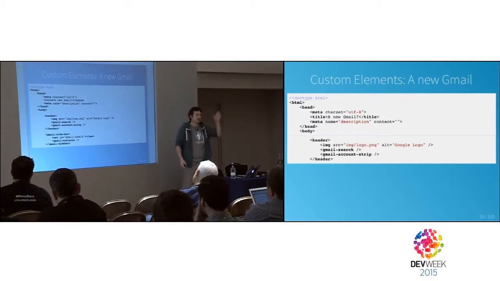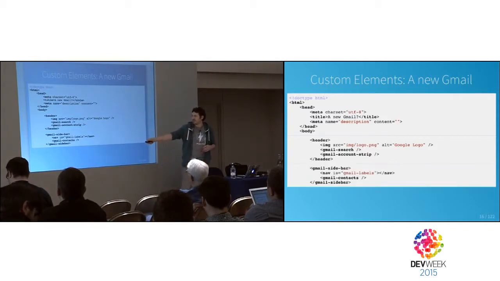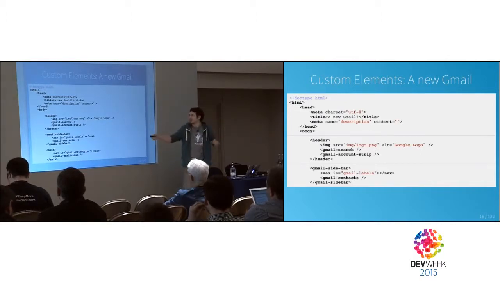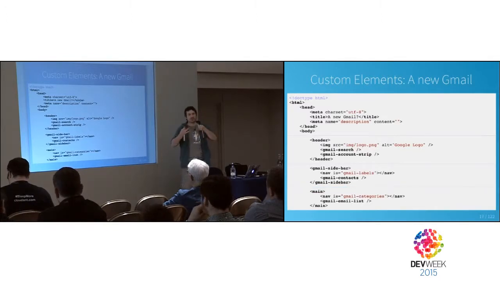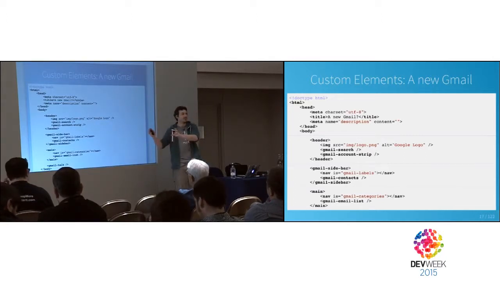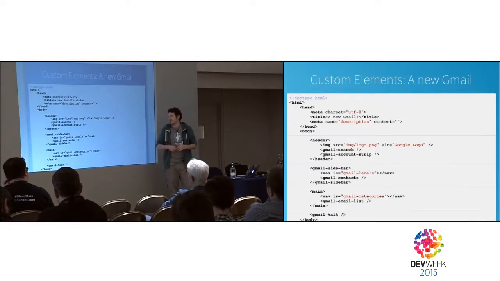We've got a sidebar, so the bit at the side that shows all the labels. In there, there's a nav, which is Gmail labels. We've got a list of contacts. We've got the main section, which is nav, and it's got the Gmail categories, the social, promotion, and so on. And then we've got a list of emails. And at the bottom, we've got a little widget that probably sits and floats, which is our Gmail talk or our Hangouts. So that might be the way that we can go with web components.